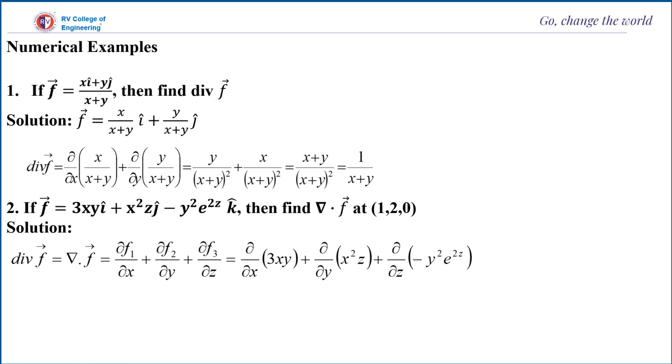From the definition, del dot f is equal to dou by dou x of 3xy, the i component, plus dou by dou y of x square z, the j component, plus dou by dou z of minus y square e power 2z, the k component. Differentiating and simplifying, we get 3y minus 2y square e power 2z. At the point (1, 2, 0), x equal to 1, y is equal to 2, z equal to 0. So we get divergence of f, or del dot f, as 0.